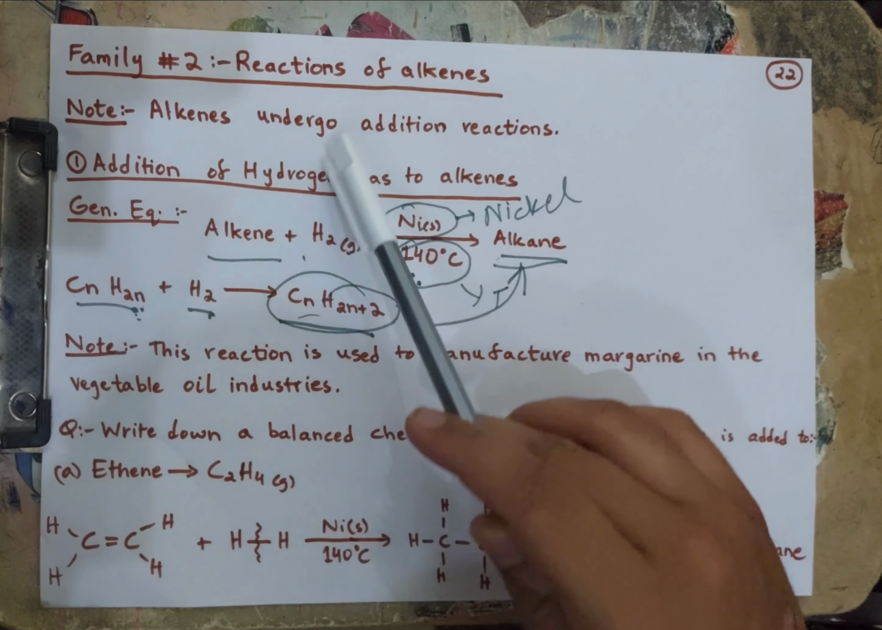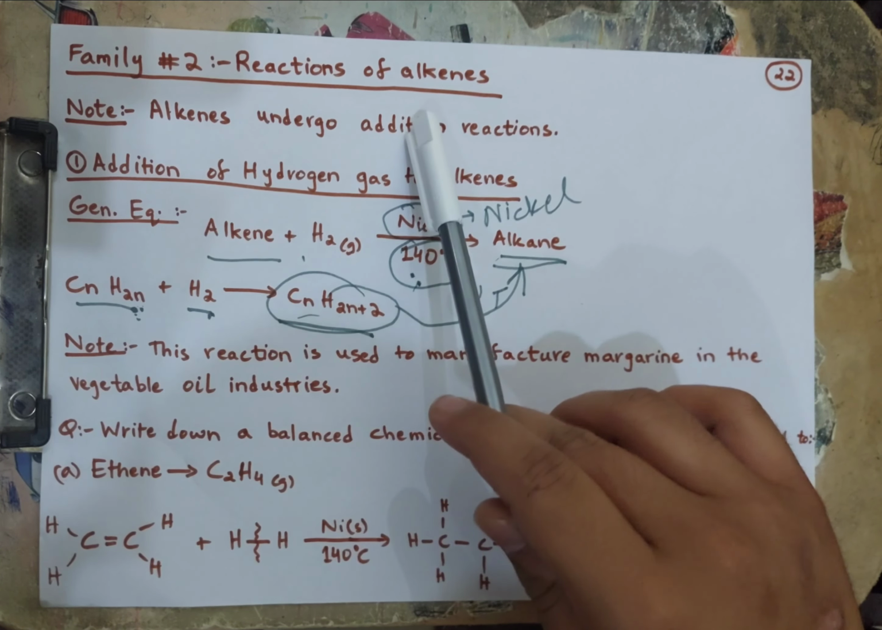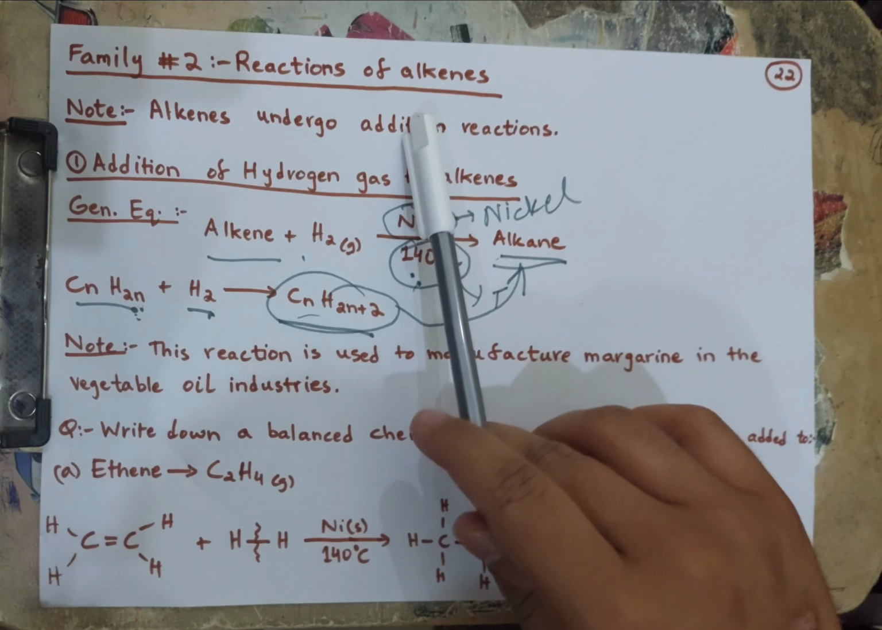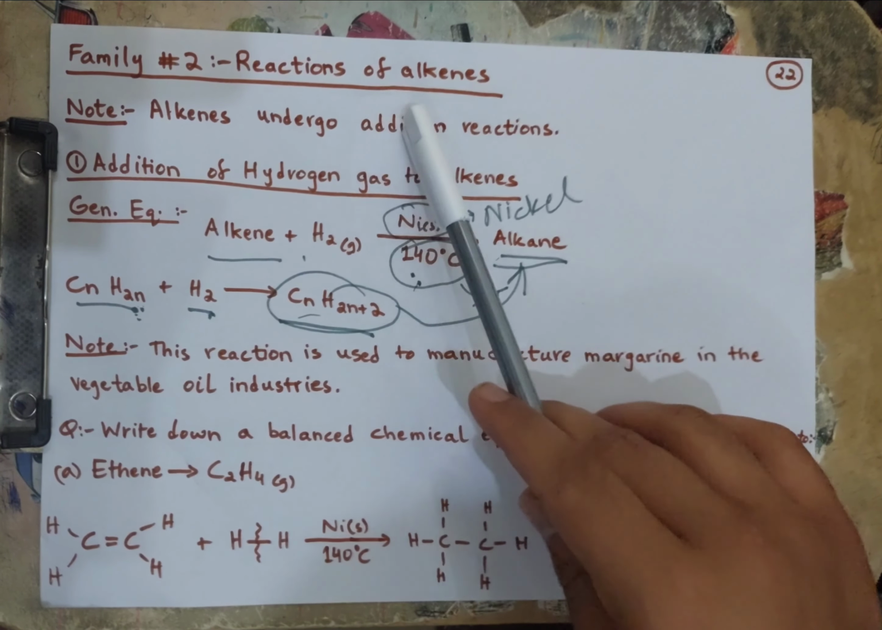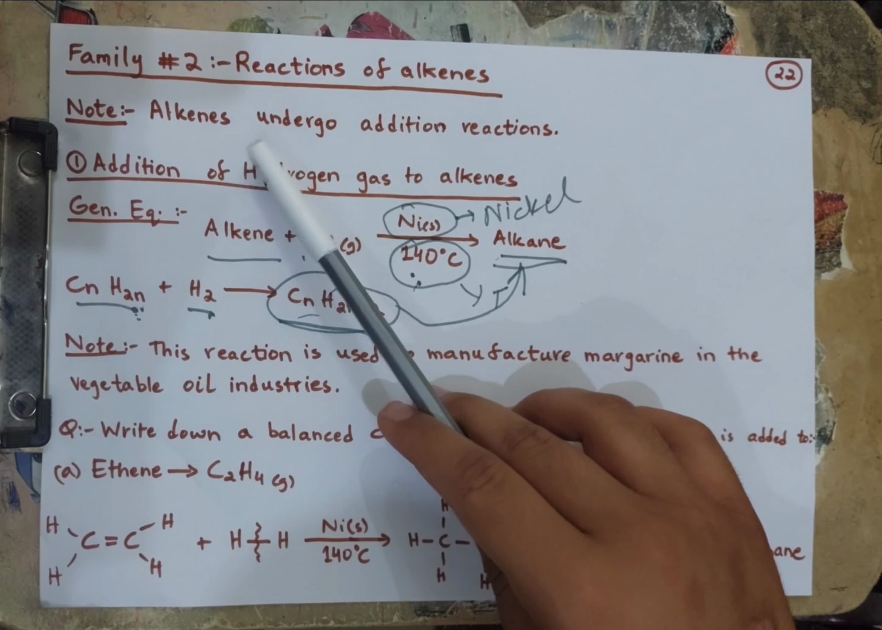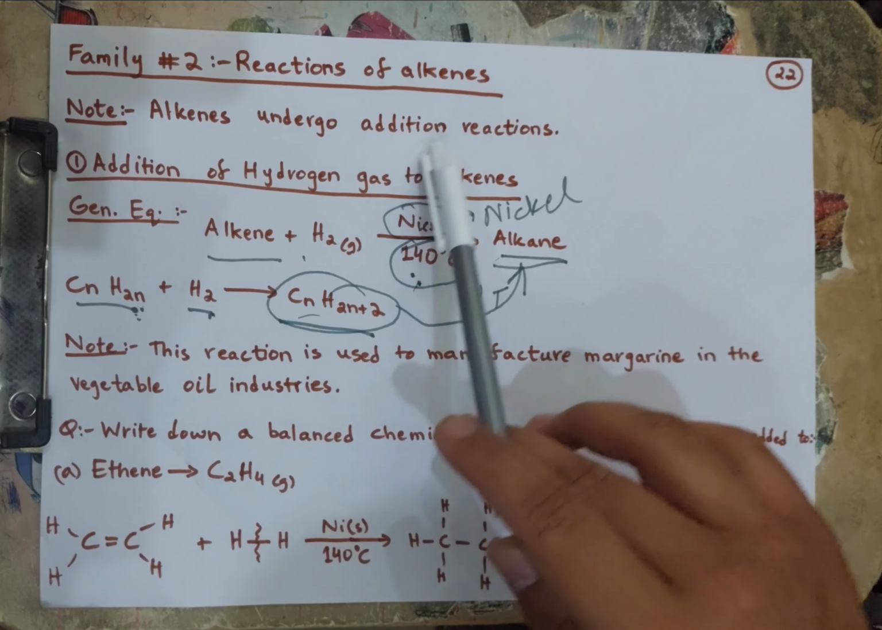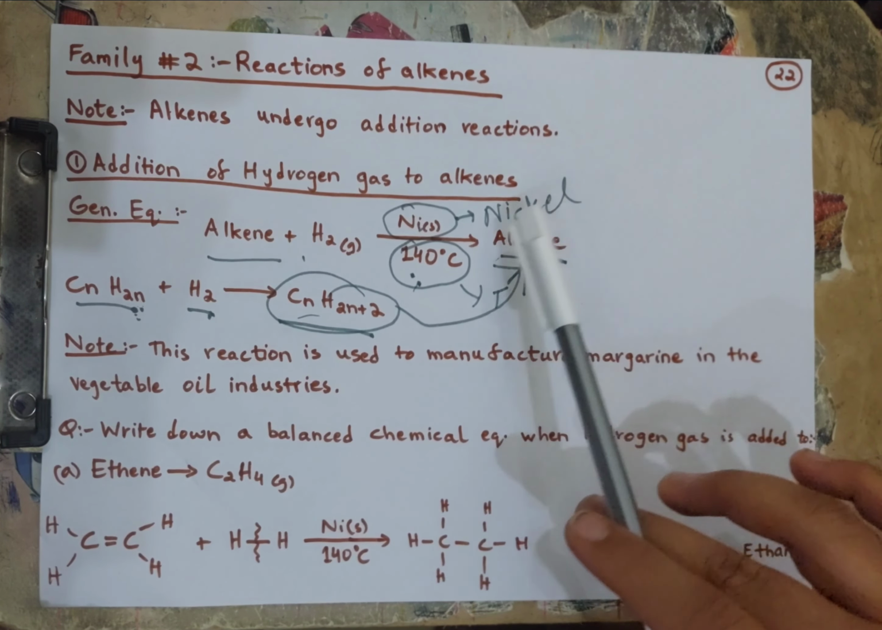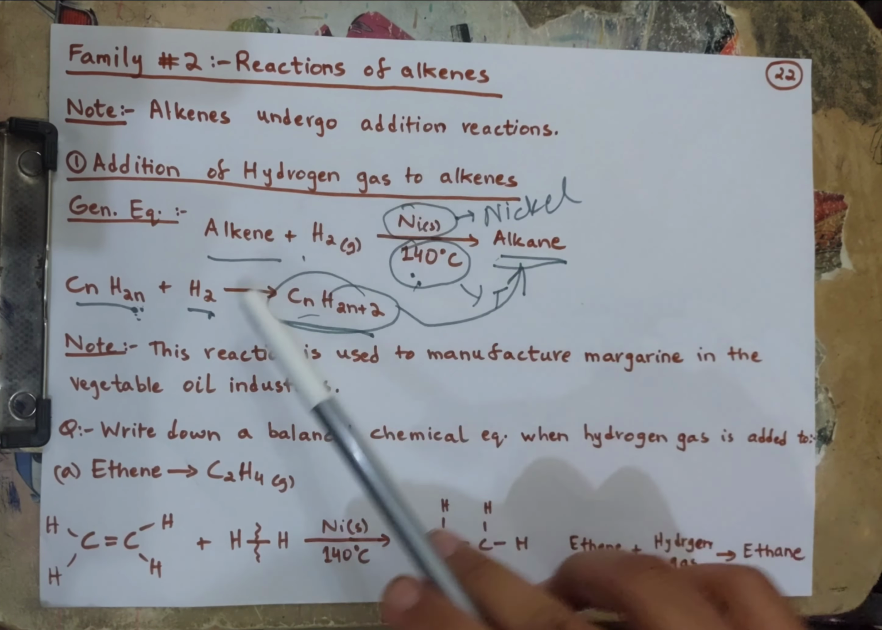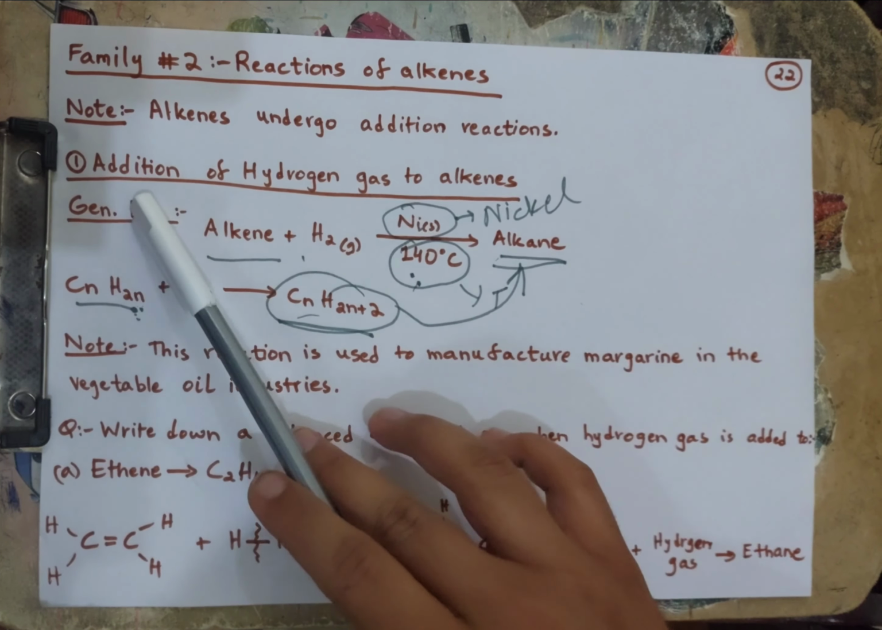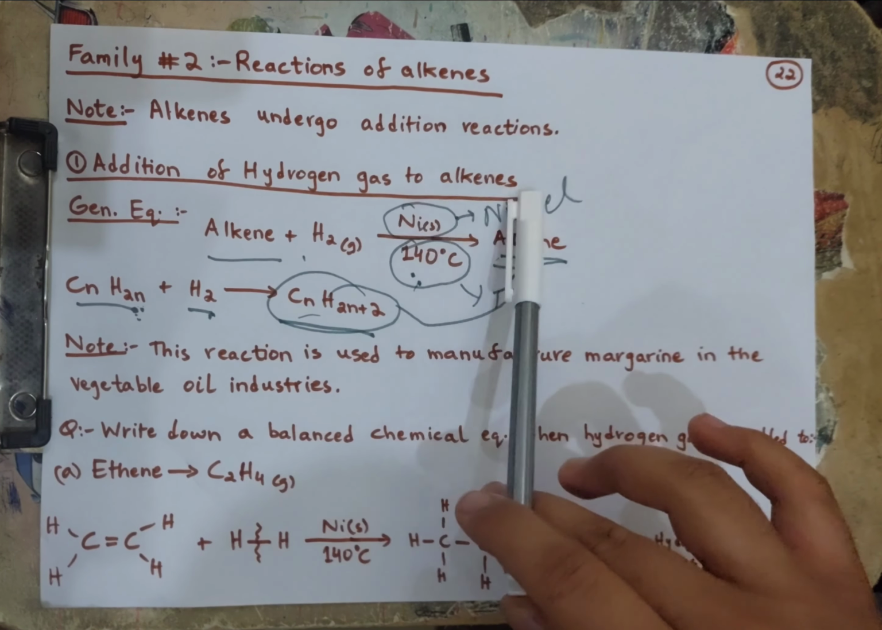Okay, so hi guys, today we are gonna start with reactions of alkenes. Alkenes undergo addition reactions. The second organic family in all levels is alkenes, and its reaction will be addition reaction. We'll study about its addition reaction in all levels organic chemistry. So first is addition of hydrogen to alkenes.